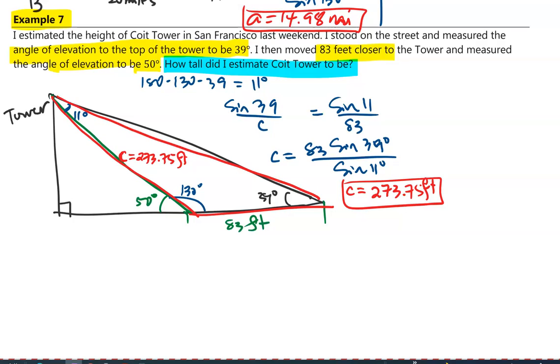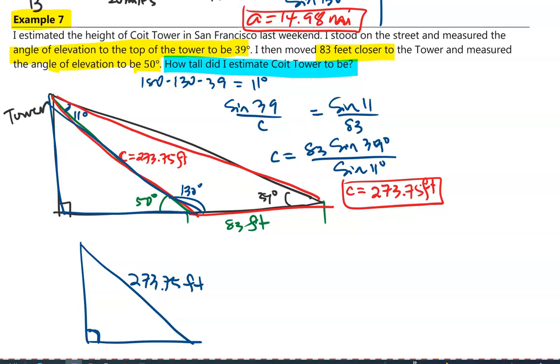So let's say now we want to solve for the height of the tower. I'm going to use a different triangle here. So I'm just going to copy this triangle here. So this is 273.75 feet, and we know this is a right triangle, and this angle is 50 degrees. We want to solve for this height of the tower.